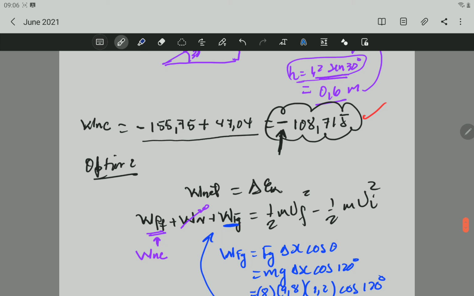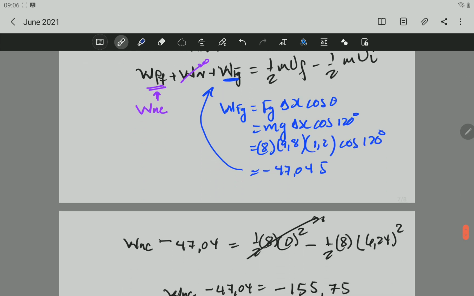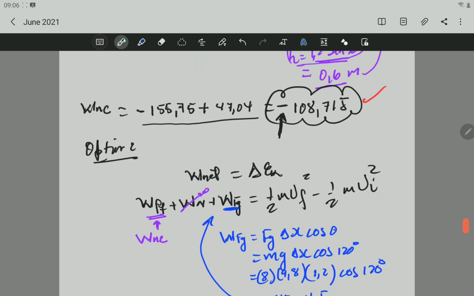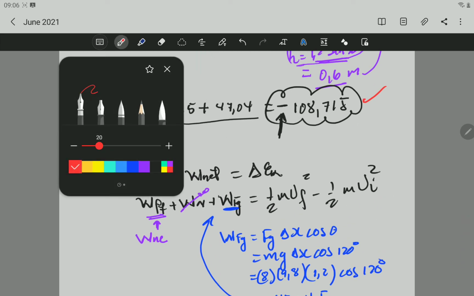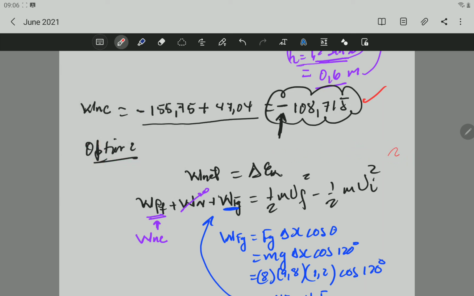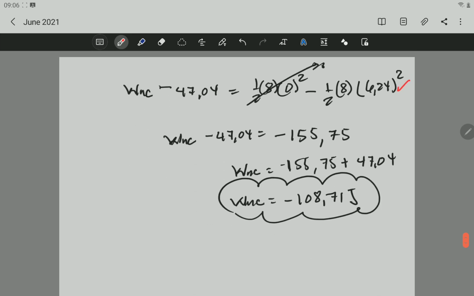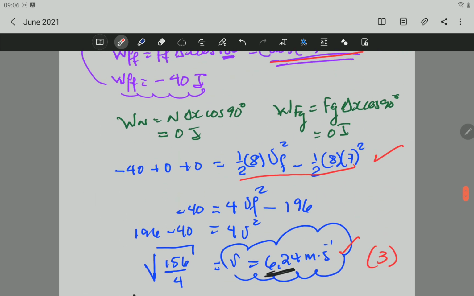It's the same calculation, so I'm not going to redo it. It's negative 108, so the work done by the non-conservative forces is negative 108,71 joules. If you use this method, you will get the marks allocated in the same way as the previous one. So you get 1 mark for this part here, either of the two formulas. You get 1 mark for the entire substitution, and you get 1 mark for the final answer, and that is 3 marks.